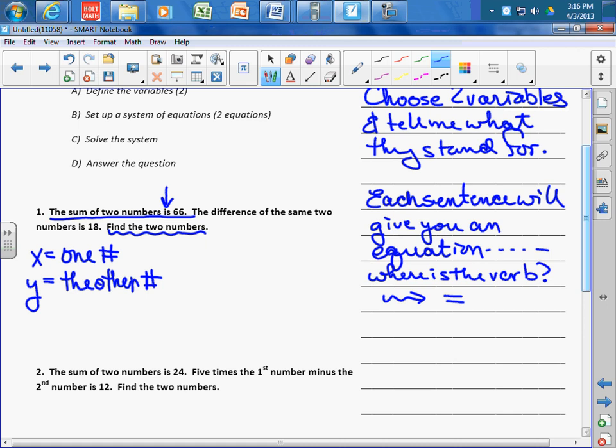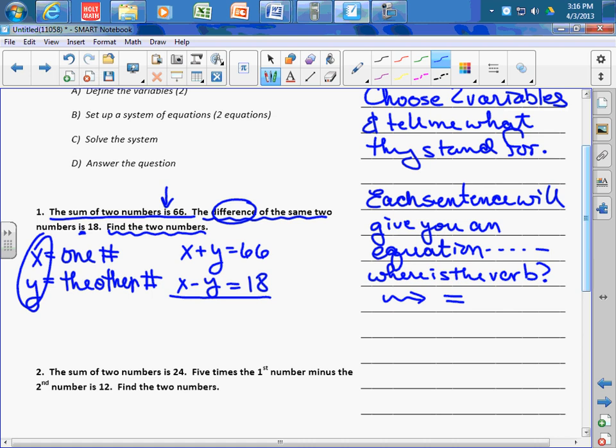How would you write the sum of these two things? Well, you'd add them together, right? So x plus y must be equal to 66. Then it turns around and says that the difference of the same two numbers, what does difference mean? It means subtract, right? The difference of the same two numbers, oh, there's that word is again, is equals 18. Something's going to be equal to 18. Well, how about the difference of the same two numbers, x minus y?